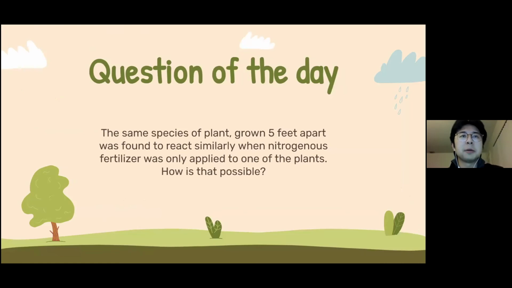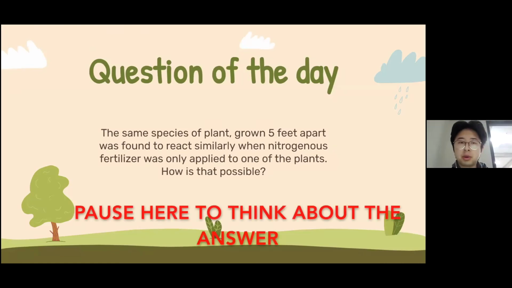For the next question of the day: the same species of plant grown 5 feet apart was found to react similarly when nitrogenous fertilizer was applied to only one of those plants. How is that possible?